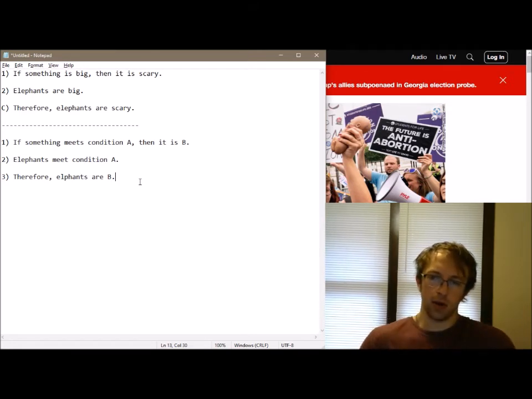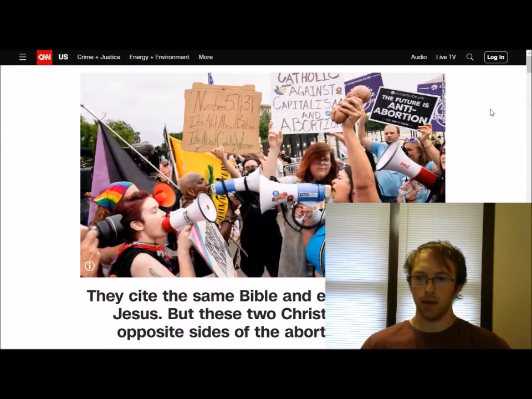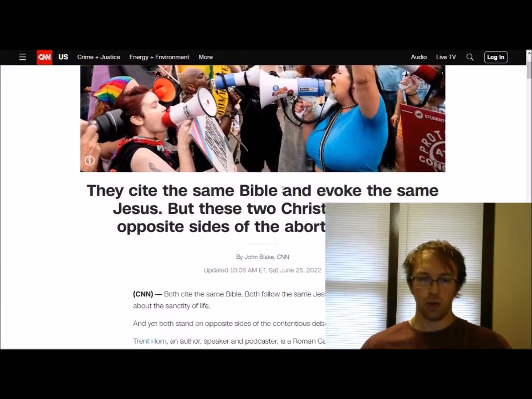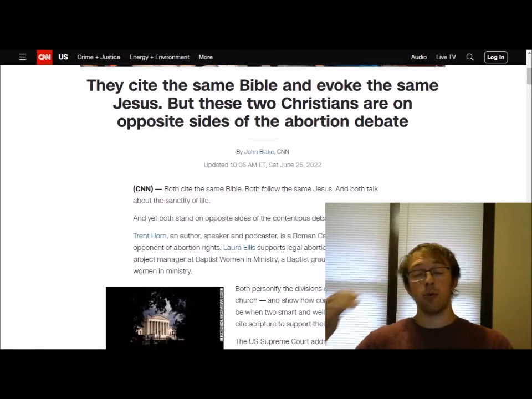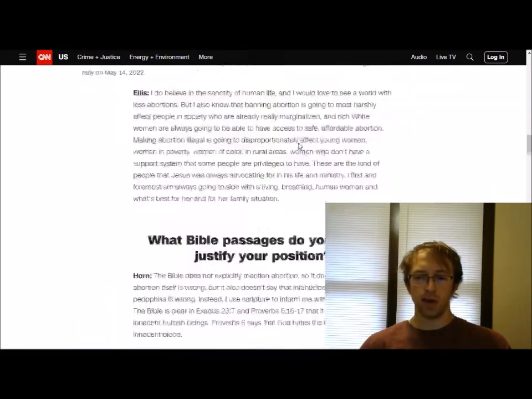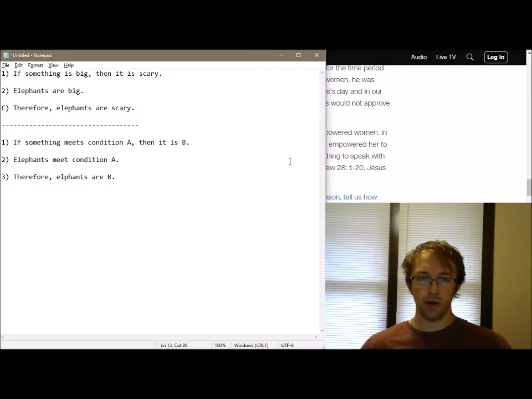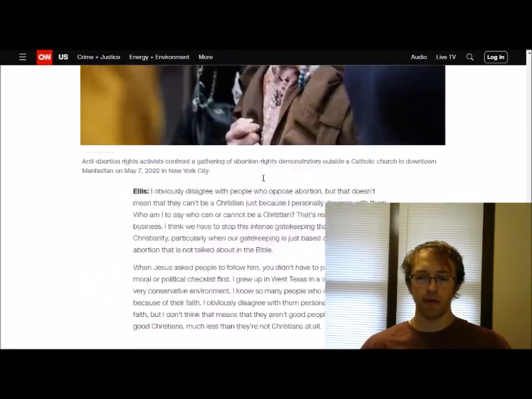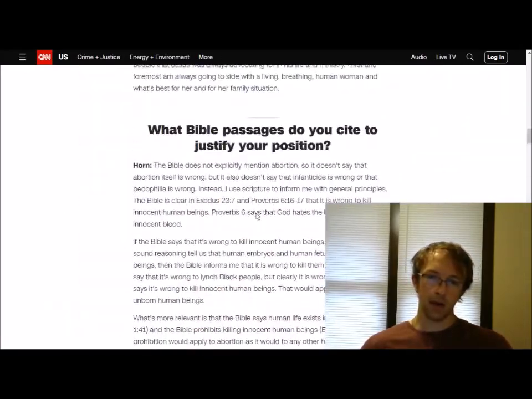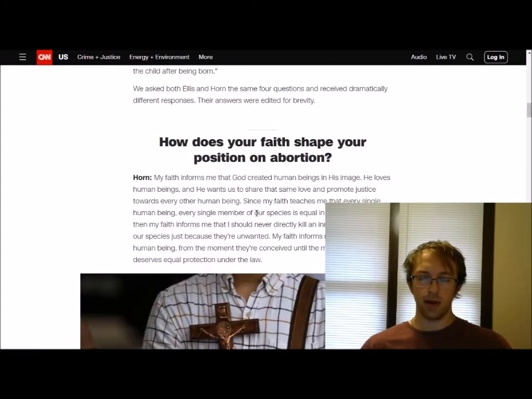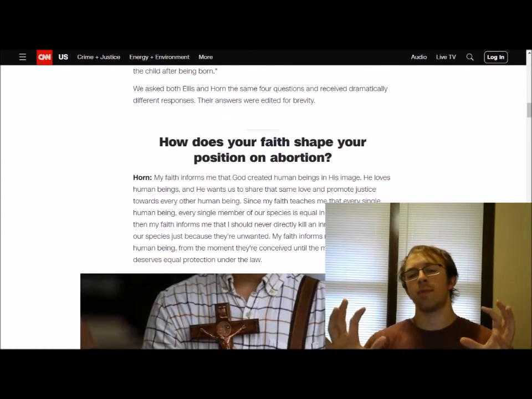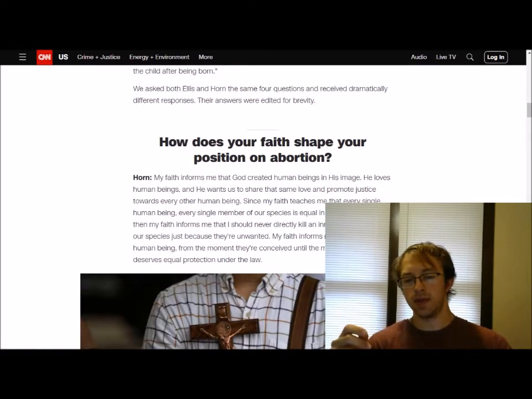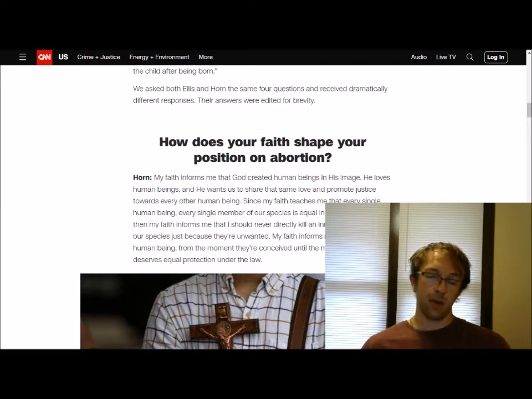So I'm going to take a look here at an article on CNN. It is on abortion. It's talking about two Christians, both on opposite sides of the abortion debate. And this article, as you can see, this is usually how arguments are in articles you'll find. Lots of paragraphs, paragraphs, paragraphs. So what I want to do is just assess this. This is something you can do, and I'm just going to do this with you. Assess this and see there are two arguments, but try to extract from them the premises and the conclusion. And you'll find that it can be harder than you think. So we're going to start with Trent Horn here.